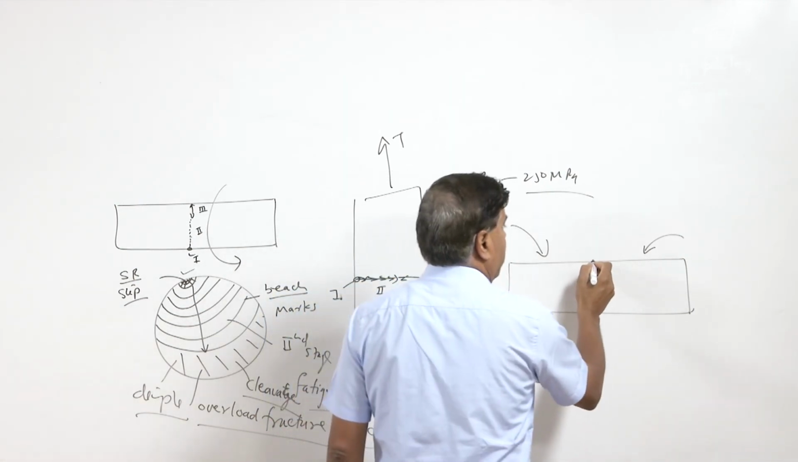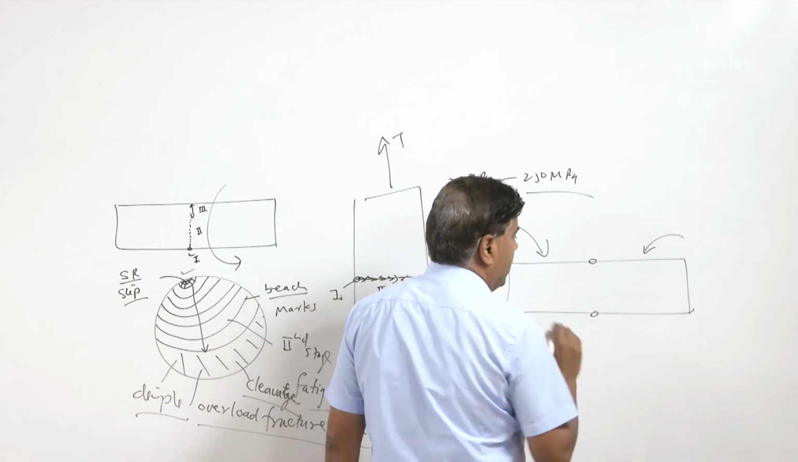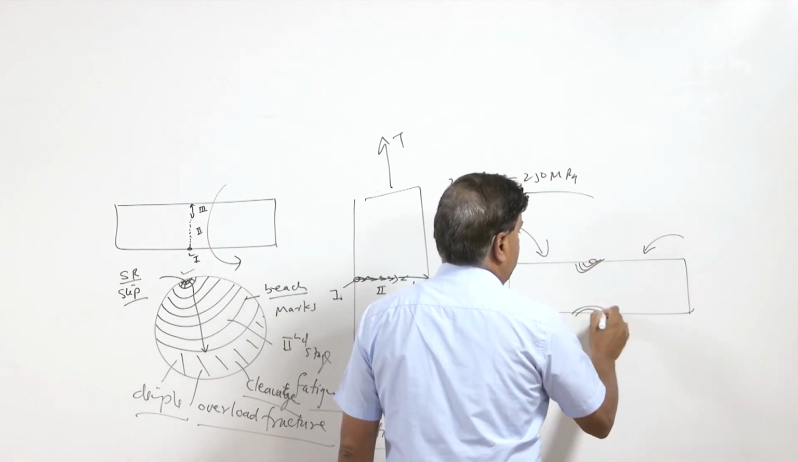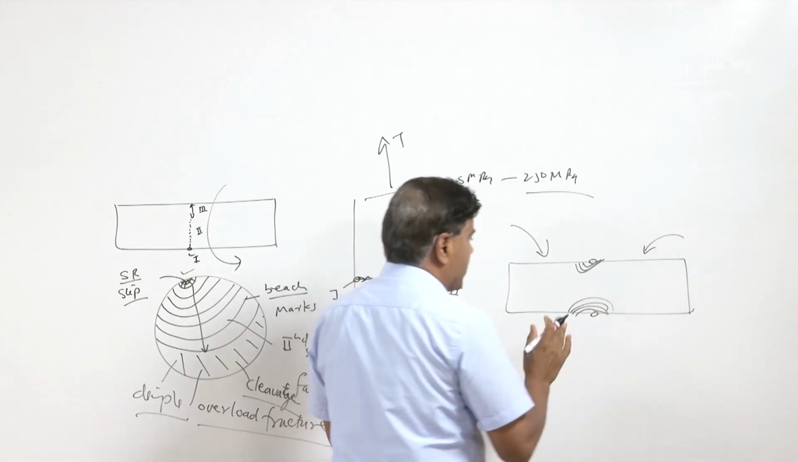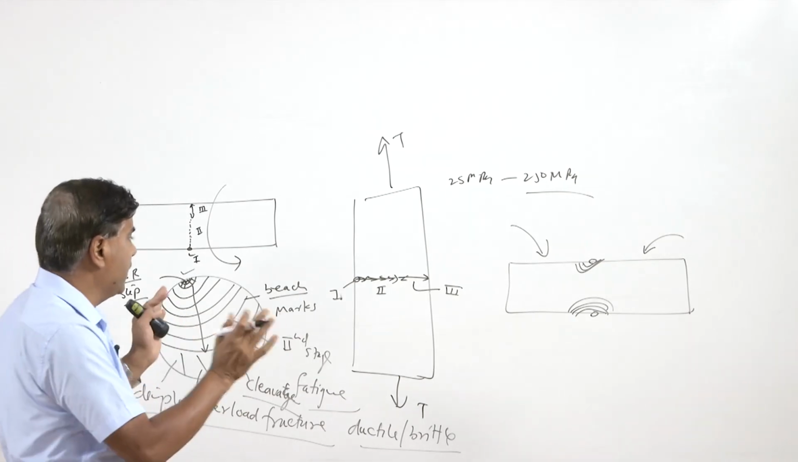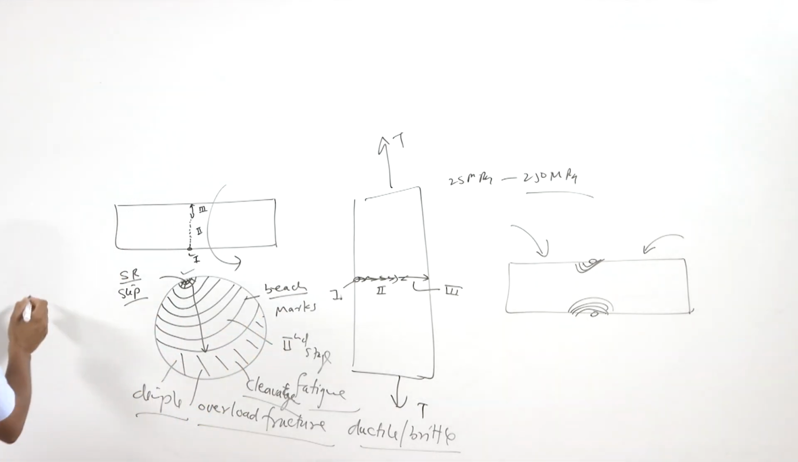In that case, the crack may nucleate from one side as well as from the other side, and then the crack will be growing from both the sides. And if the crack is growing from both the sides, then it will offer us a different kind of surface morphology on the fracture surface. So, the case where the crack is initiating from both sides of the cross section.